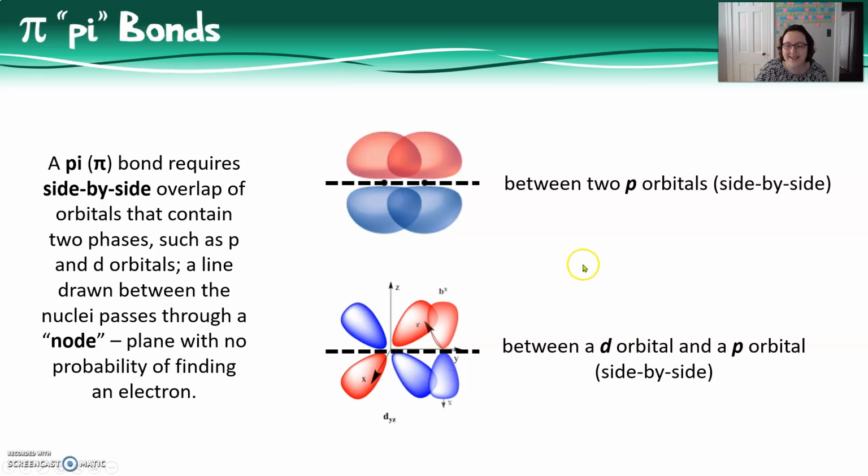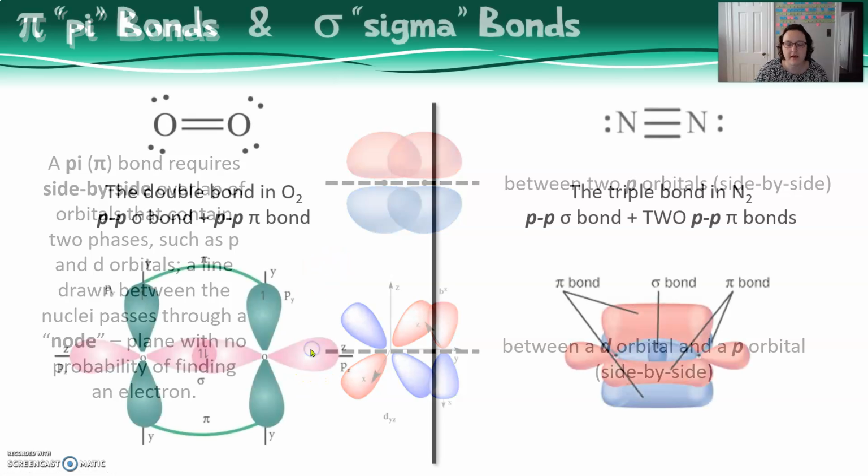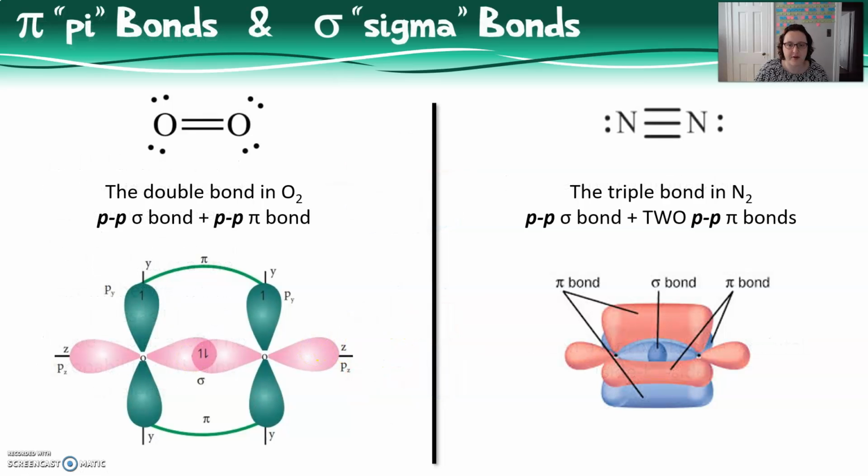Note that s orbitals cannot form pi bonds as only one phase exists at a time for an s orbital, whereas p, d, and f orbitals always have both a positive and negative phase present and therefore can exhibit pi bonding. Here are some examples of multiple bonds that are comprised of both sigma and pi orbital overlap.